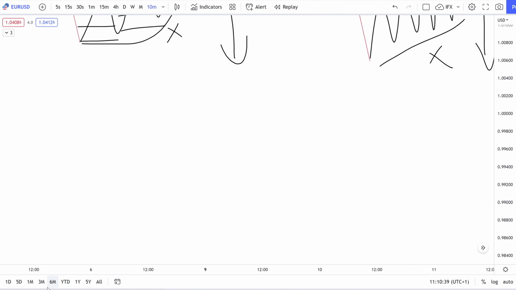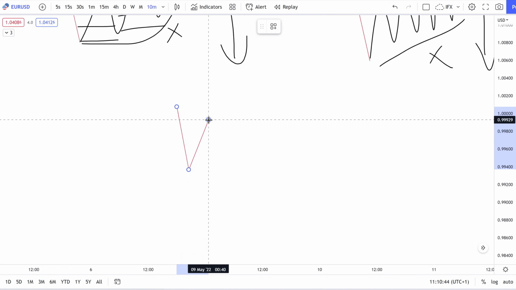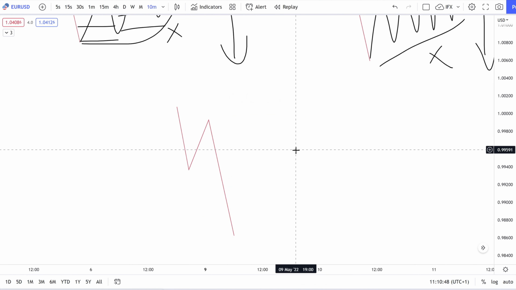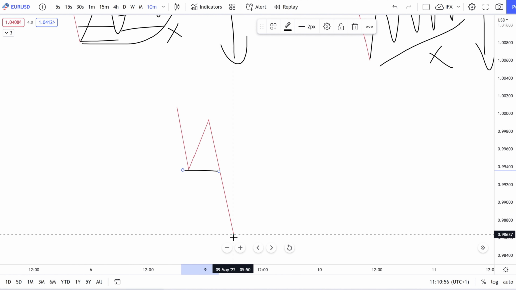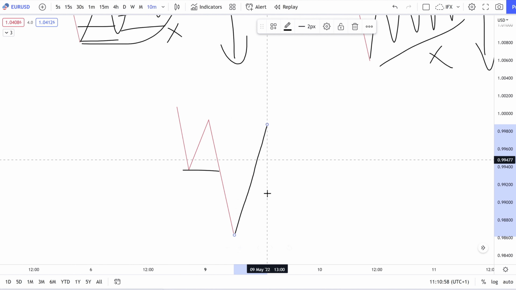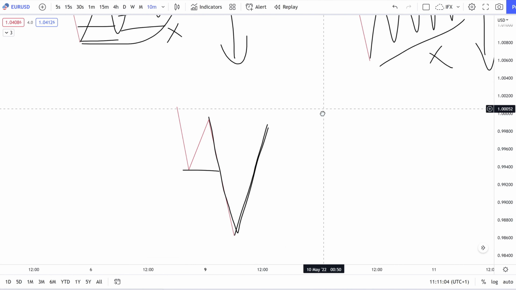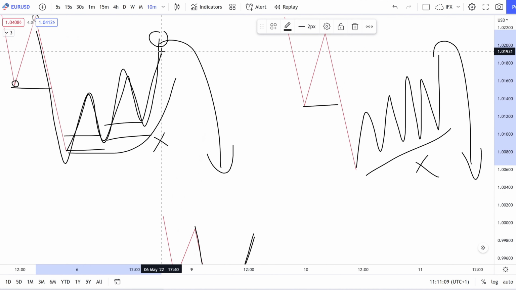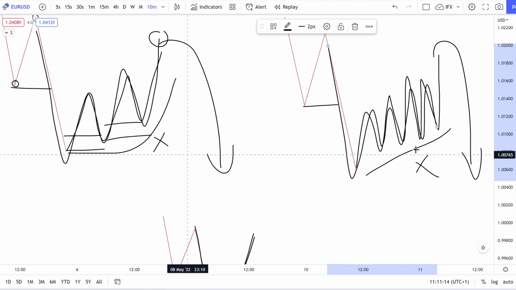Now, what I don't want to see is our typical diagram. Once we break structure, I don't want to see an impulse. I want to see impulse, correction. Impulse, correction.